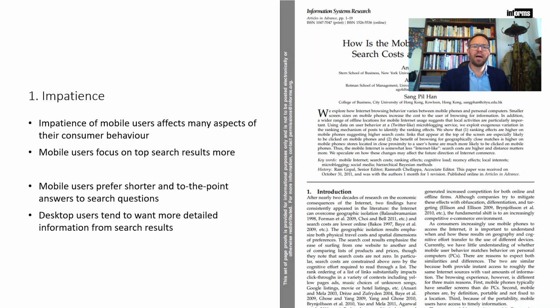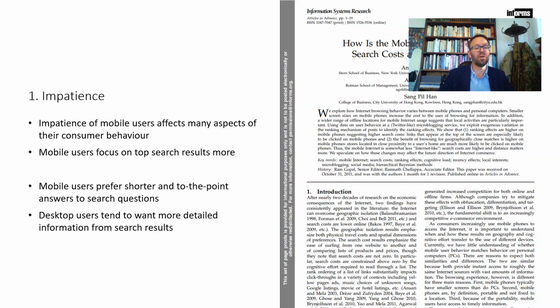The impatience of mobile users affects many aspects of their consumption behavior, the way that they behave when buying things. So mobile users tend to focus on top search results more, and this is mainly a pragmatic thing. It's just because it's more useful. When you're searching on your mobile phone, you've got less screen. When you've got a desktop, you've usually got a much bigger screen, so when you do a search, there's a lot more you can see. Whereas mobile phone users have a tiny proportion of the screen compared to desktop. So you've got less to work with, and you've got to focus on the top results more.